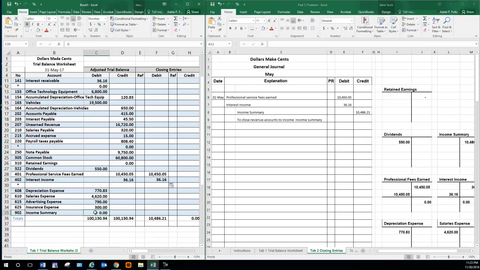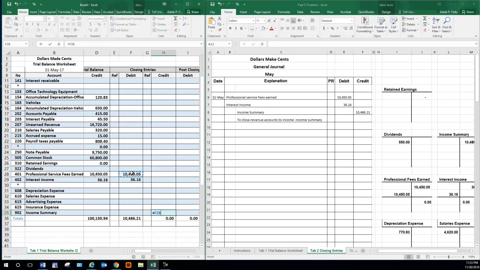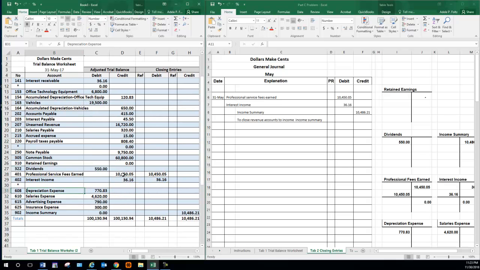It has a 0 balance when it starts the period, and we are crediting it for both of these amounts, right? We said $10,486.21. All right, so we balance. Here's our journal entry. It balanced. We put it in our worksheet. Our worksheet balances, and we can then move on to our expenses.